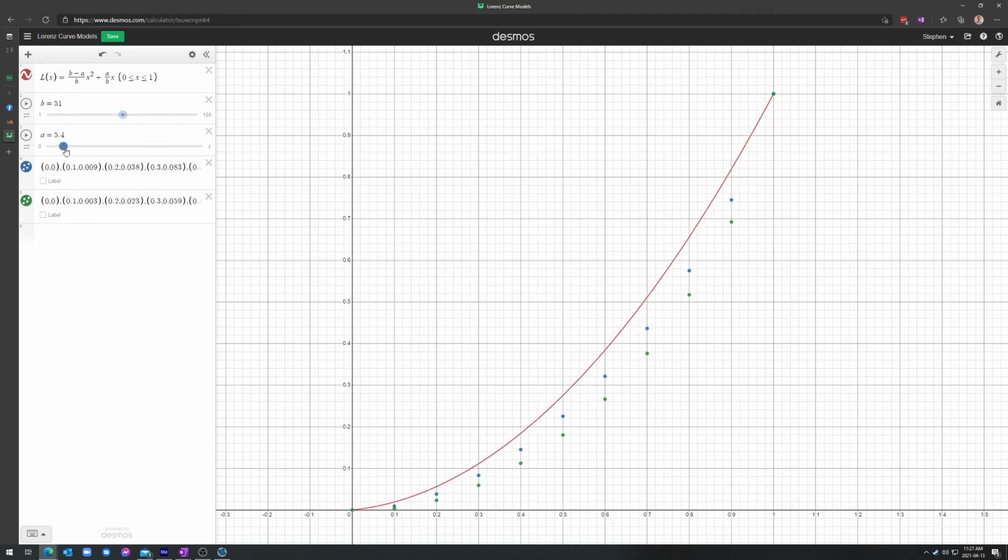Changing a will actually bring us closer and closer back to a straight line again. a can be between 0 and b. So, this model has its limitations.